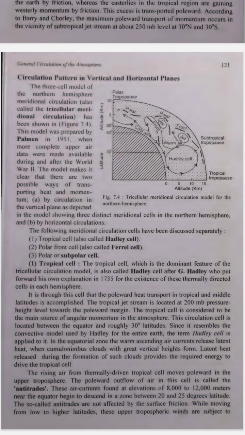Barry and Corley, scientists, say that the most momentum or energy moves toward the poles around this area where the subtropical jet stream is. This happens at a very high level in the atmosphere, around 250 millibars. The term 250 millibars means the height in the atmosphere where the air pressure is 250 millibars, which is quite high up.